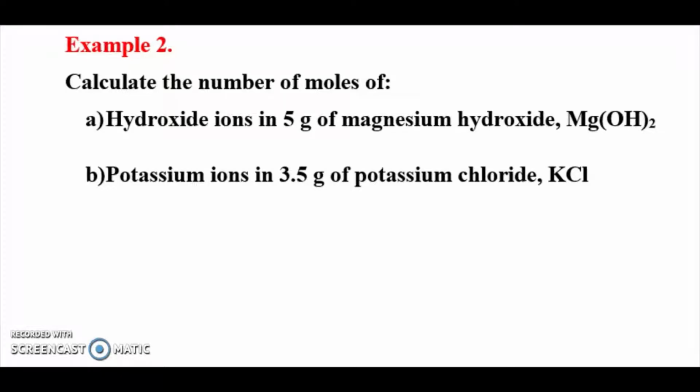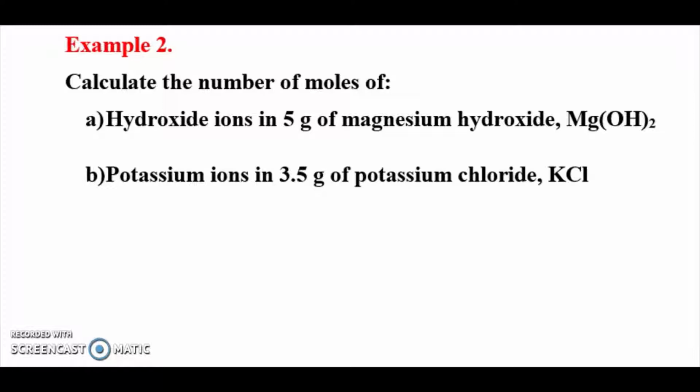In the previous example we did, we were calculating the number of moles of elements and the number of moles of compounds. But I want you to understand that you could be asked to calculate the number of moles of a chemical entity in a compound. So here we have these two examples to illustrate that. Calculate the number of moles of hydroxide ions in 5 grams of magnesium hydroxide. B. The number of moles of potassium ions in 3.5 grams of potassium chloride. So how do we do it?